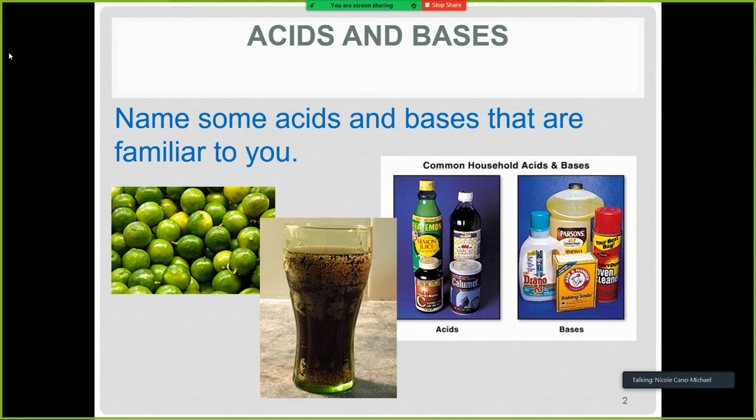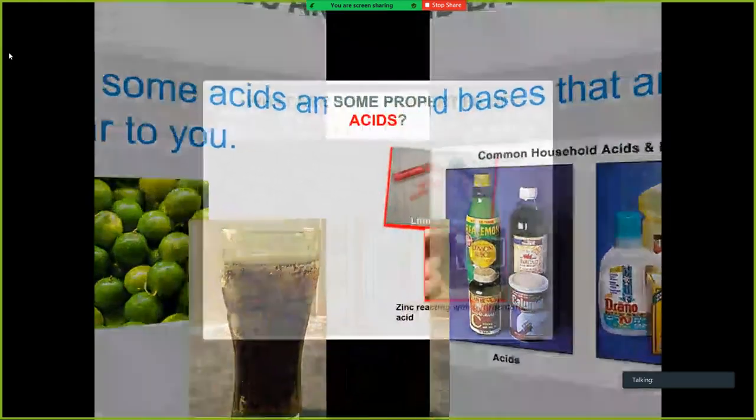And again, we know from the video yesterday that acids have a pH of 0 to basically 7. We know 7 is neutral, and we know that bases go from just above 7 all the way to 14. The further away you get from 7, the stronger the acid or the stronger the base.